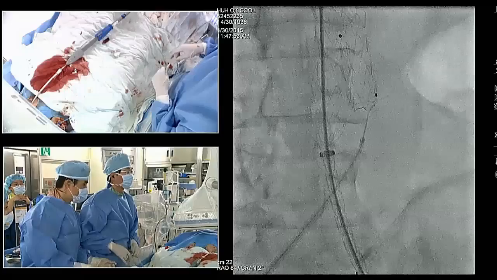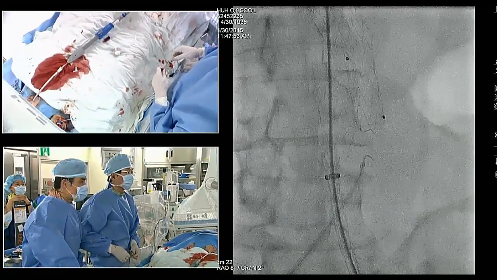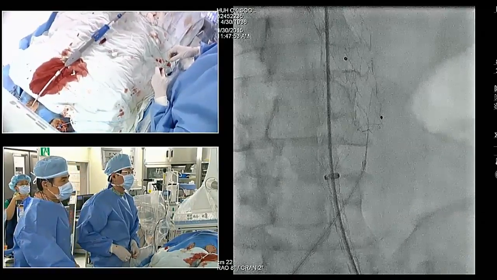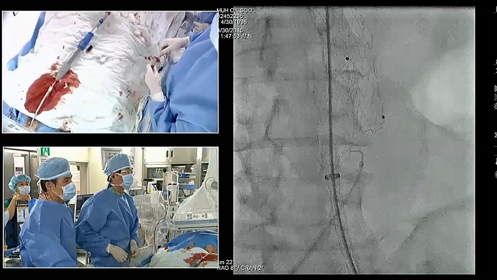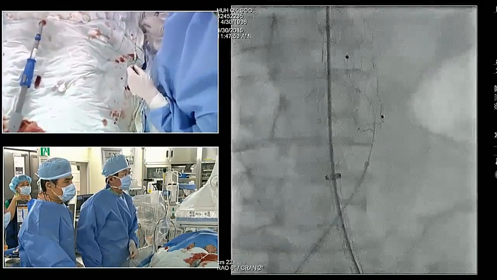So what is the size of the main body? 28, I think. And the distal iliac size? Distal 20. Because this distal iliac is 18, we chose 20.